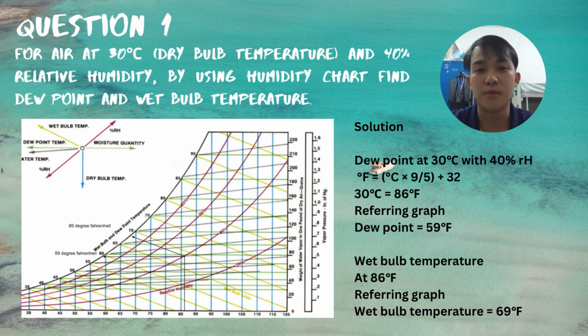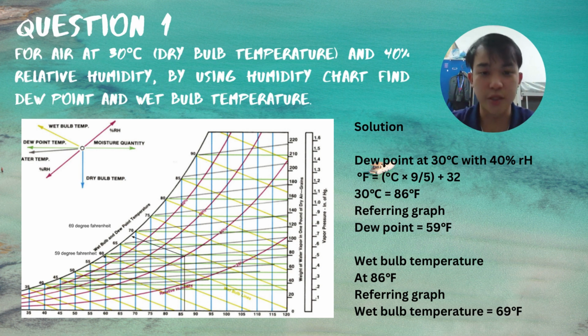Before moving forward to our solution, let's gain some knowledge about what exactly dew point and wet bulb temperature are. Dew point basically refers to the atmospheric temperature below which water droplets begin to condense and dew can form, while wet bulb temperature is the lowest temperature achieved by the adiabatic evaporation of water in the air until the air is saturated. So, without wasting any time, let's move into our solution.